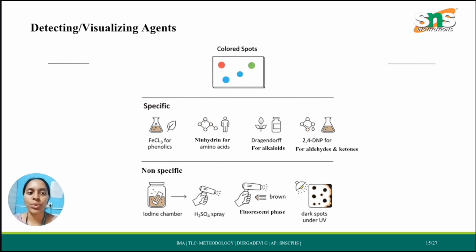Then we can also use a fluorescent stationary phase. While preparing the TLC plates, we mix in the fluorescent stationary phase. So what will happen is, against the fluorescent background you will see non-fluorescent spots if you keep that plate in the UV chamber. Also, directly in the UV chamber you can see the dark spots.